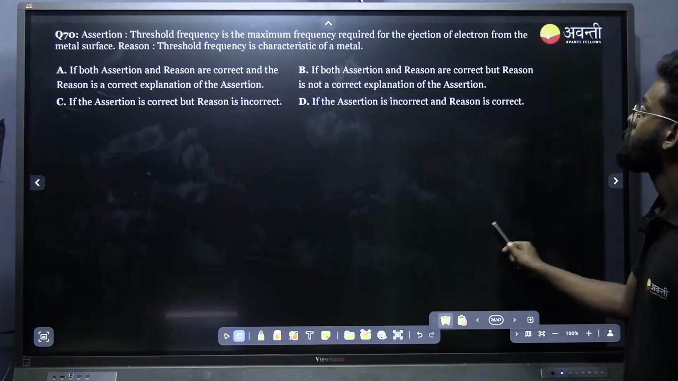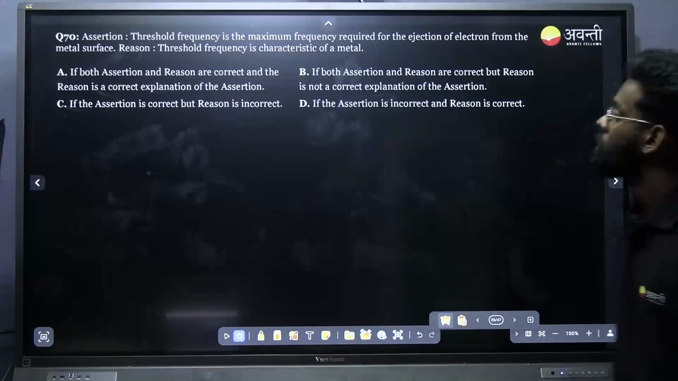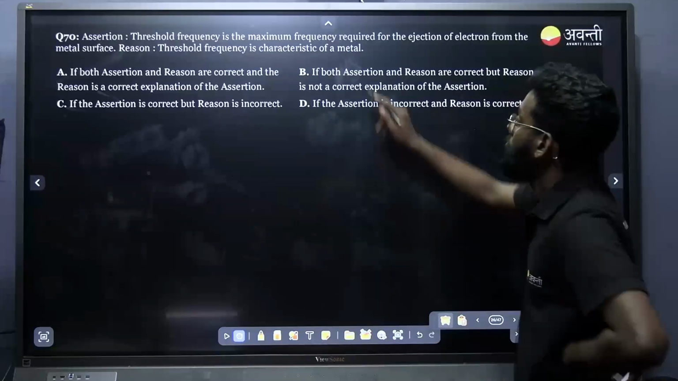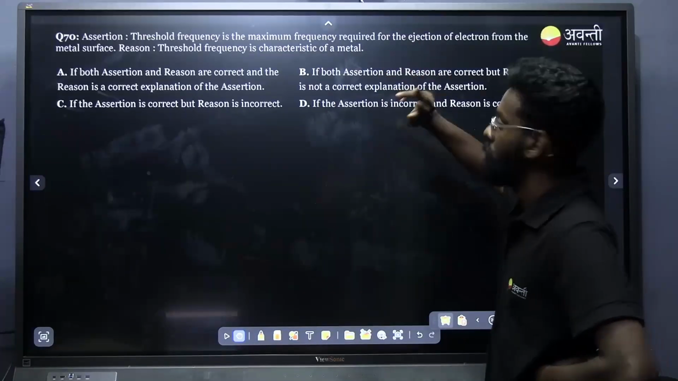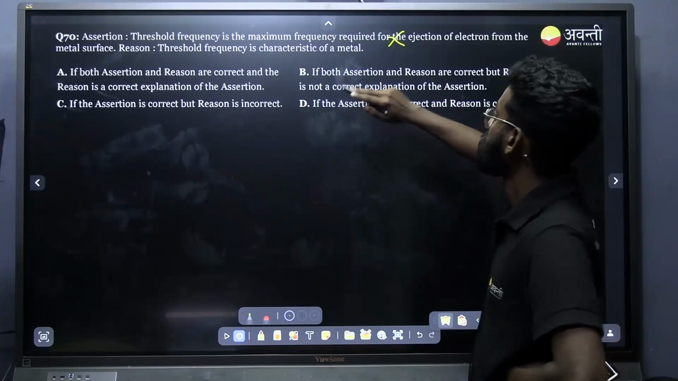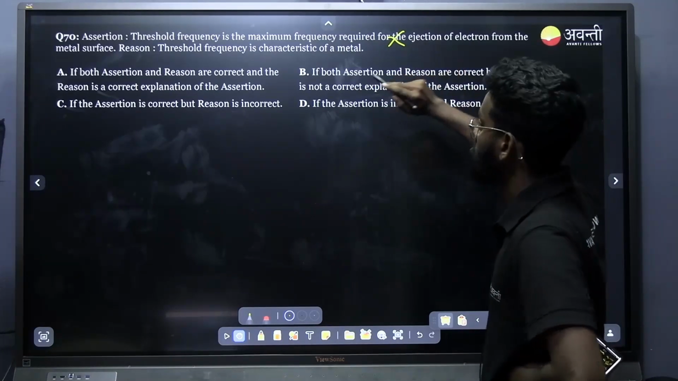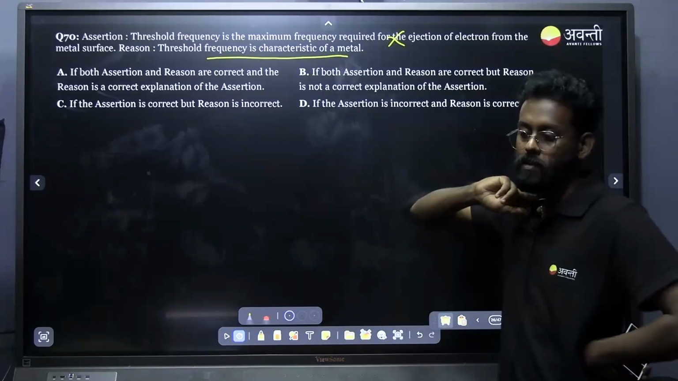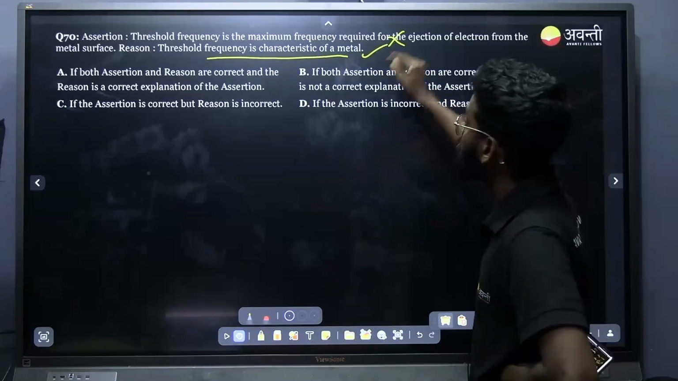Threshold frequency is the maximum frequency required for the ejection of electron from the metal surface. Is it correct? Is it the maximum frequency? No, it's not the maximum frequency. It is the minimum frequency required to eject the electron from a metal surface. And threshold frequency is a characteristic of a metal. Is it correct? Yes, it is a characteristic of a metal.